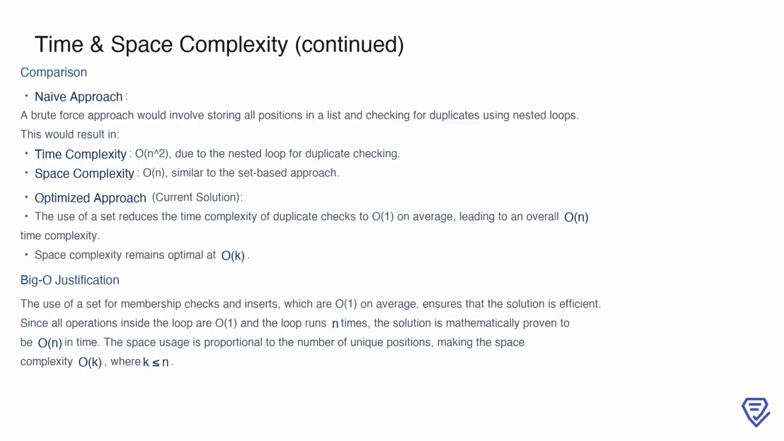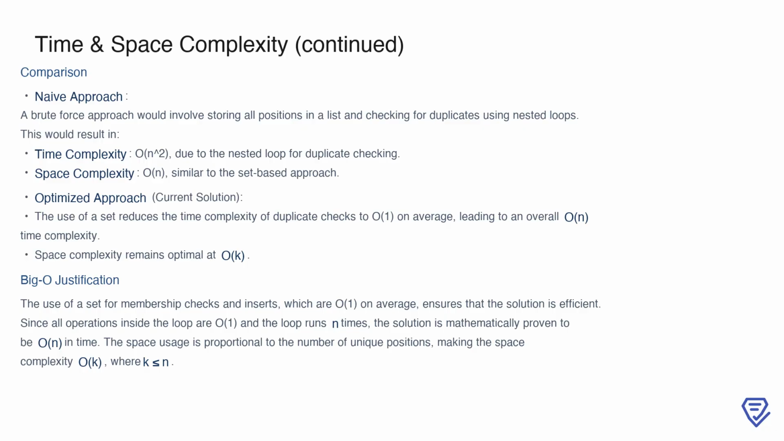In contrast, the current solution optimizes duplicate checks using a set, reducing the time complexity to O(n), while maintaining space complexity at O(k). The use of a set ensures that membership checks and insertions are O(1) on average, making the algorithm highly efficient. Since all operations in the loop are constant time and the loop runs n times, the time complexity is O(n). The space complexity depends on the number of unique positions visited, which is O(k), where k is always less than or equal to n.